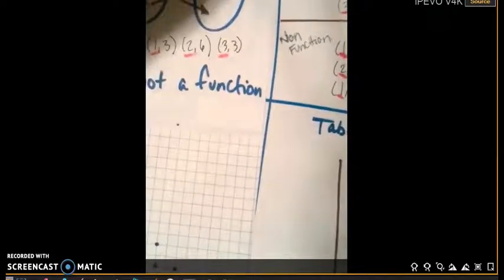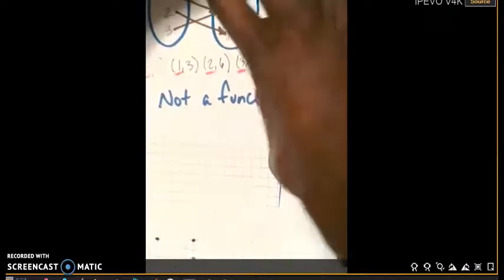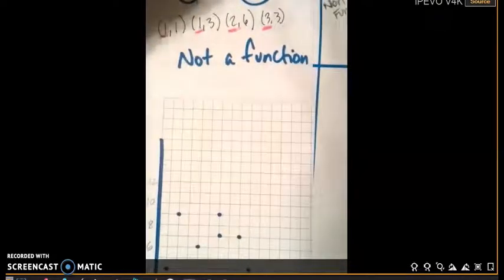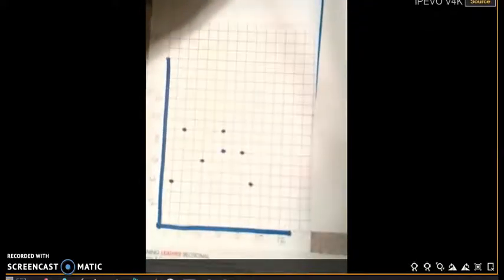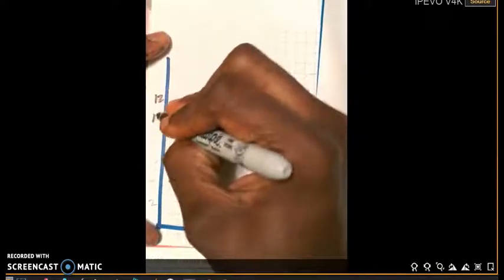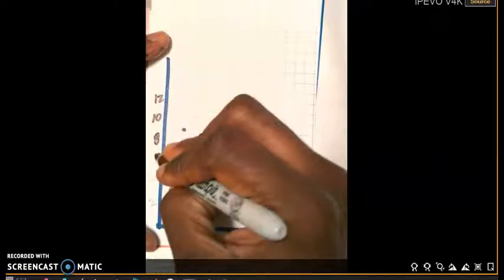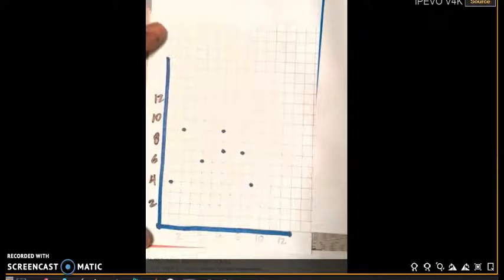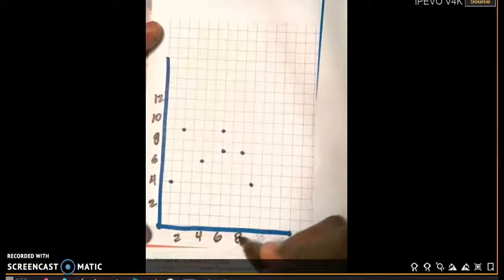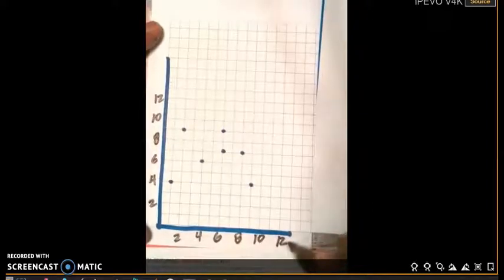Now, when we are dealing with a graph, it's going to be fairly simple. All that we need to do is look at the points on this graph, and I've already given myself a couple of different things here. I'm going to show right over these: 2, 4, 6, 8, 10 and 2, 4, 6, 8, 10, 12.